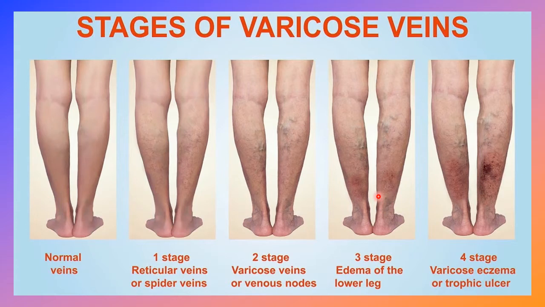Stage 3, where they develop chronic eczema over the lower leg. Besides the varicose veins, you also develop eczema and skin changes. And stage 4 is when varicose eczema or ulceration takes place, usually at the lower part of the lower third of the medial aspect of the leg.